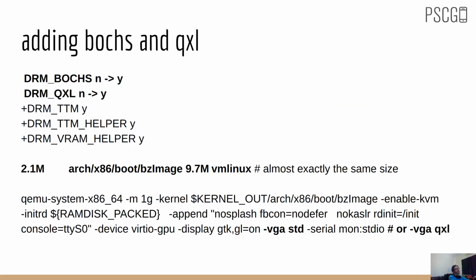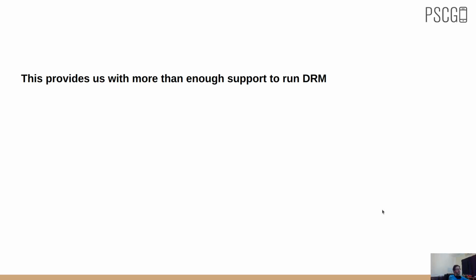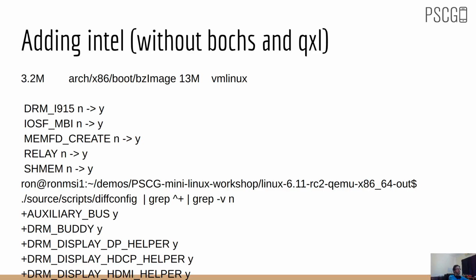So I did that, and then I added DRM, VGA box and QXL. These are for displays. The default is VGA STD, and QXL would be for SPICE. With display QXL, I get TTM and the helpers, like DRM helper, for free here, and the sizes are pretty much the same. Then I can go ahead and run with VGA STD or VGA QXL and add those additional displays. This is good enough for us to run DRM with these displays.